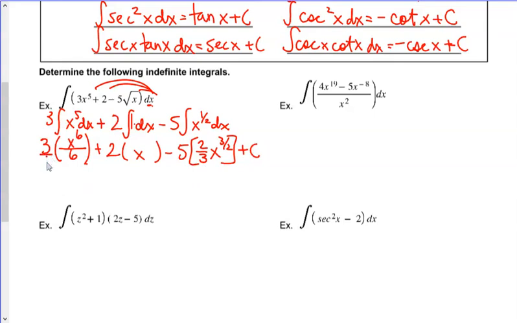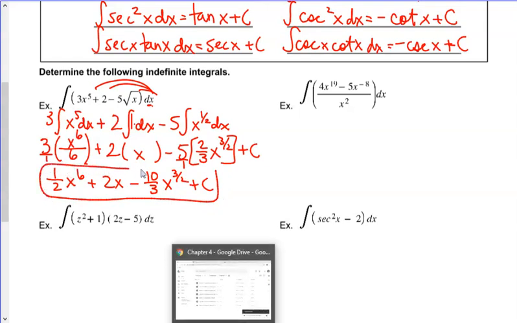So let's simplify here. 3 cancels into 6 and makes that a half. So you can write it as x to the 6th over 2. I like to bring the fraction out front as 1/2 x to the 6th. Then we have our plus 2x. And then when I combine 5 and 2/3, nothing will cancel, unfortunately, so that leaves me with a 10/3 x to the 3/2 plus c, and that's going to be our final answer for that.